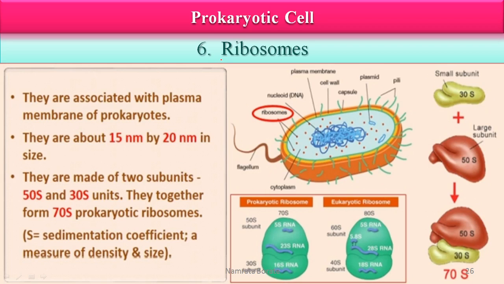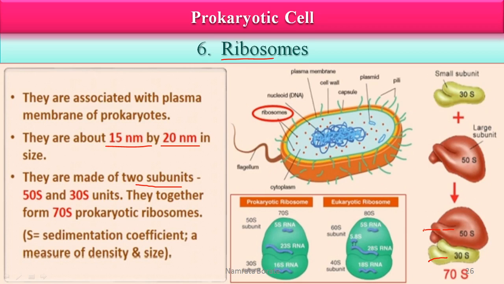Next, a very important part is the ribosomes. These ribosomes are associated with the plasma membrane of the prokaryotes. They are about 50 nm by 20 nm in size. They are made up of two subunits. The first is the smaller subunit and the second is the larger subunit. The smaller subunit is 30S and the larger subunit is 50S. Together they form the 70S ribosome.